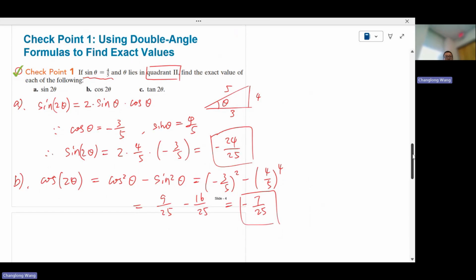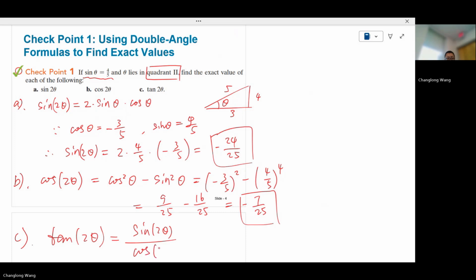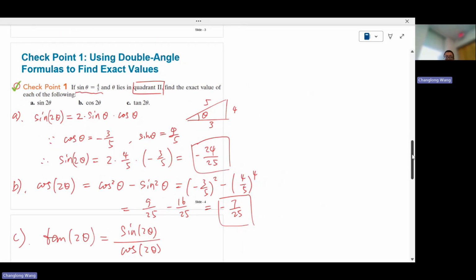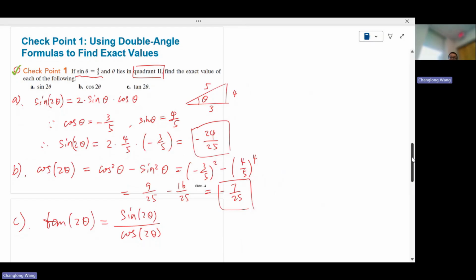Now that we have sine of 2 theta and cosine of 2 theta, in letter C, even though you can tell they designed it to be a direct application of the double angle for tangent, do you see that we could have just used the quotient identity to get tangent as well? That's why I said, whenever you're thinking about tangent, it won't hurt to think of it as just the ratio of sine and cosine, okay?